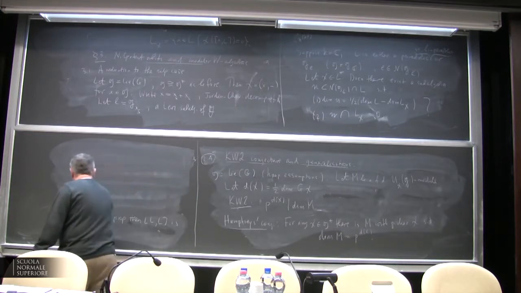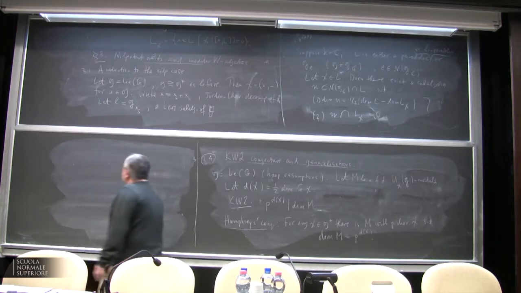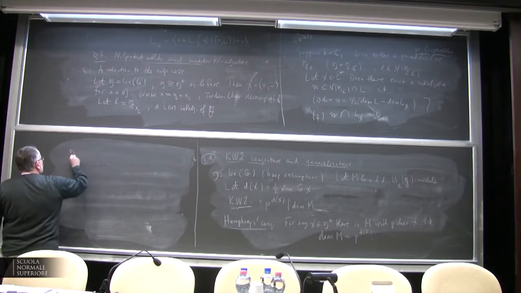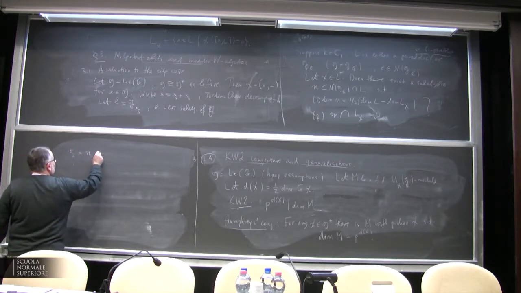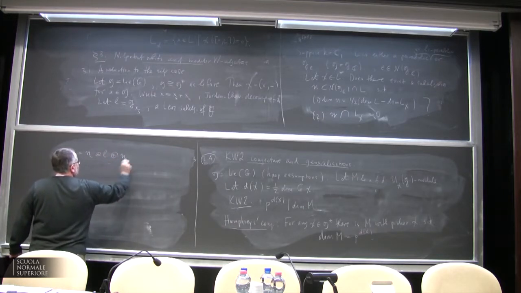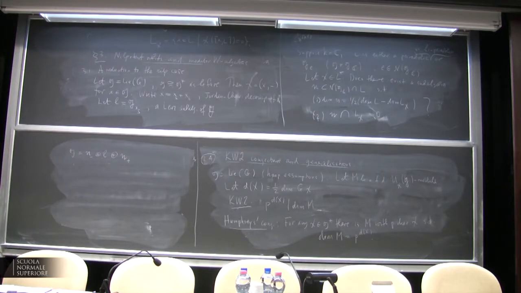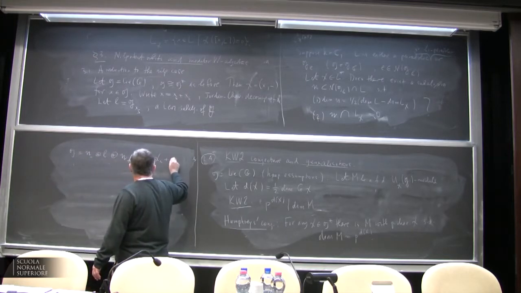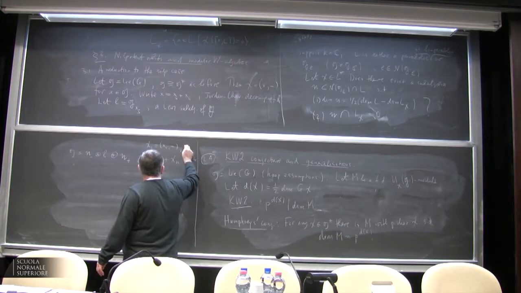Reduction of what? Of the KW question. Okay, we write the corresponding triangular decomposition, n minus, plus, n plus, of the Lie algebra G, and of course our function chi is chi s plus chi n, so chi s is associated with xs and chi n similarly.